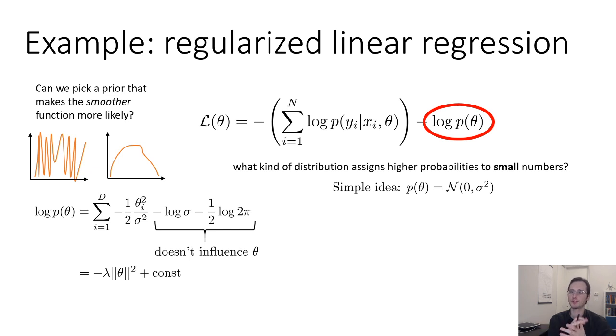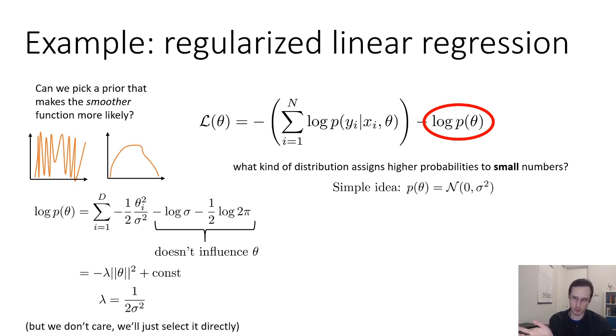So we can equivalently write this normal prior as negative lambda times the norm of theta squared plus some constant, where lambda is just 1 over 2 sigma squared. Crucially, we don't care that lambda is equal to 1 over 2 sigma squared, because we're not actually going to be picking sigma, we'll just pick lambda directly. But it helps to know how it connects to a normal distribution.